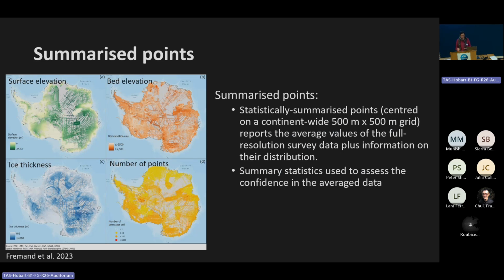So now let's talk about the summarized points. The summarized points are statistically summarized points centered on a continent-wide 500 meter by 500 meter grid, and that reports the average values of the full resolution survey data plus information on their distribution. So you have summary statistics that can be used by researchers to assess the confidence in the average data. That includes minimum and maximum information of ice thickness, bed information, or surface elevation.